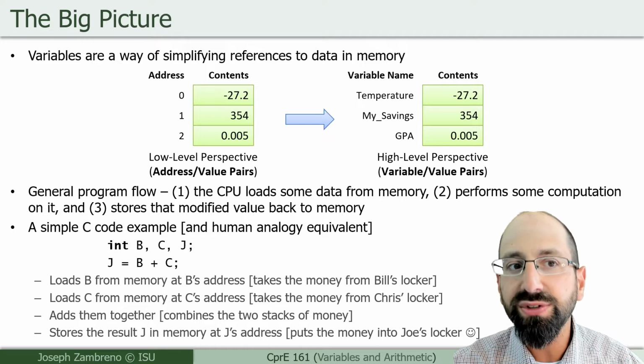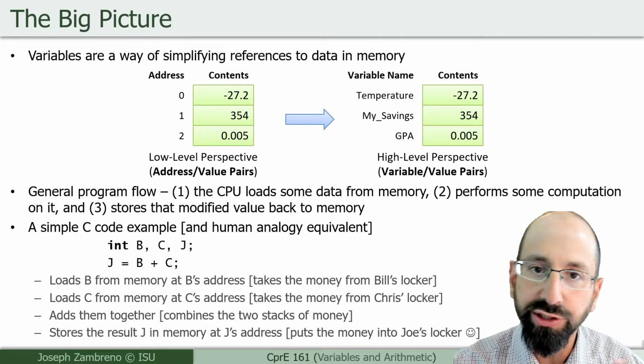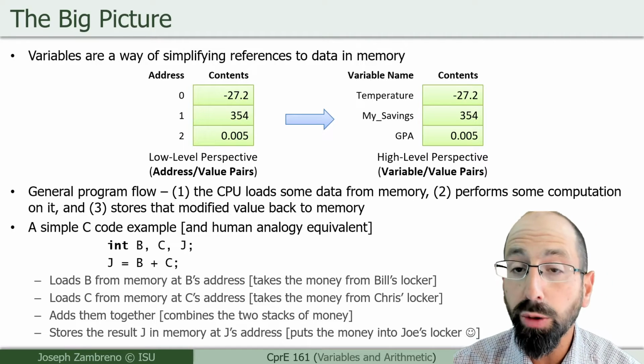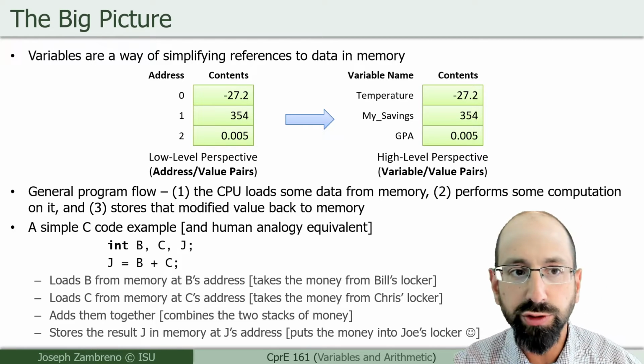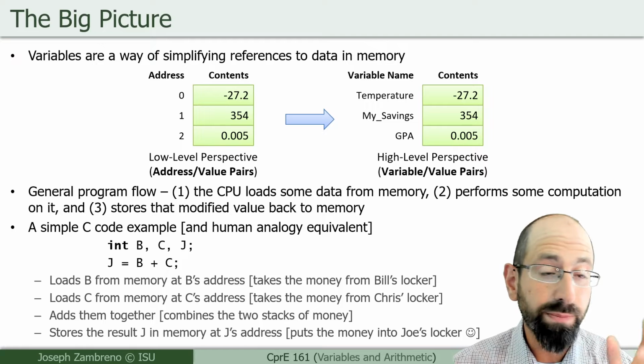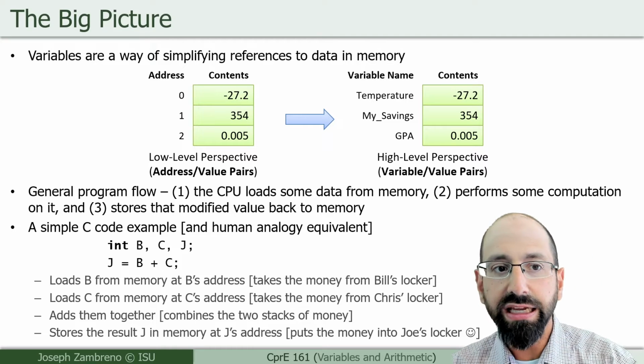A very simple C code example in our human analogy equivalent would be we can declare in our program, as we've seen very briefly, three int types. Those would just be the names of three different variables: int b, int c, int j.